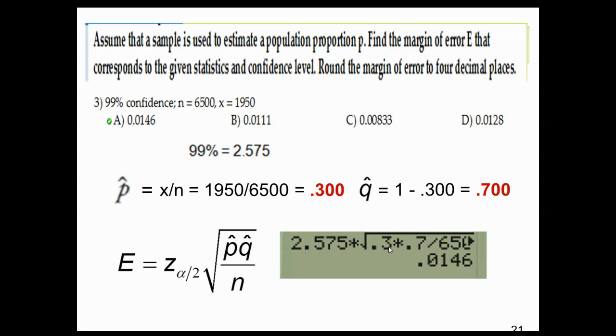times the square root of p hat. Instead of putting in 0.300, I just simply put in 0.3. Instead of using 0.700, I use 0.7, same thing. Divided by my n value, which is 6,500. You're not seeing all of it here. And hitting enter, 0.0146. Here we get right on the money. The calculator gives me the exact answer.